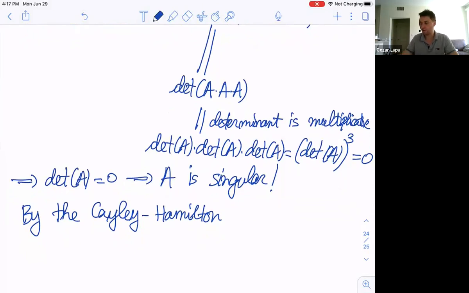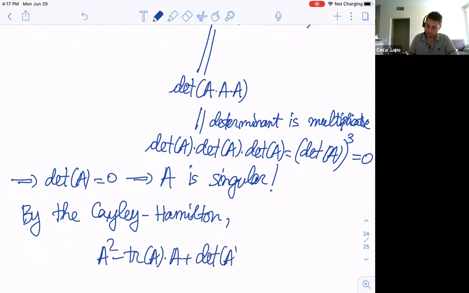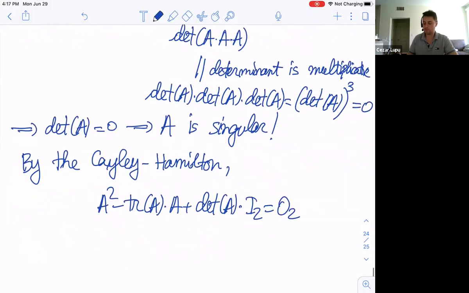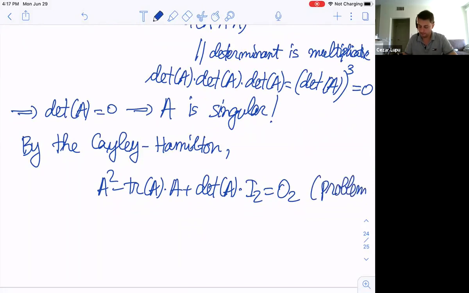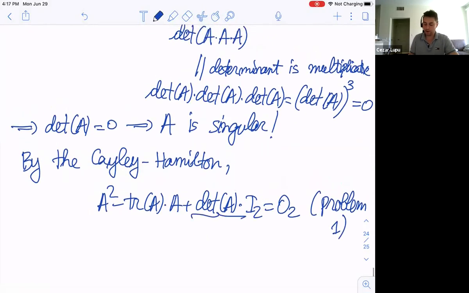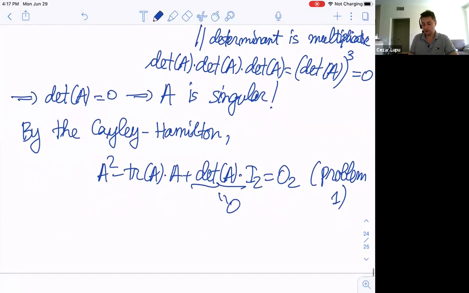So by the Cayley-Hamilton relation, we have the following. We have that A squared minus trace of A times A plus the determinant of A times the identity is 0, right? So this is problem 1. But now we know that the determinant of A is 0, right? So the determinant of A is 0, and now this implies that A squared is nothing else than just trace of A times A, right? Okay. Now, since A squared is trace of A times A, well, no problem.